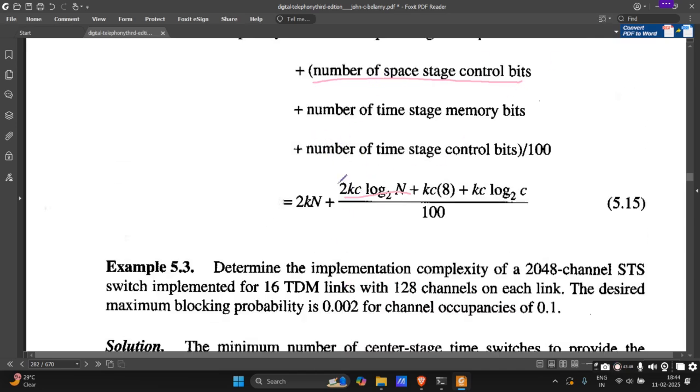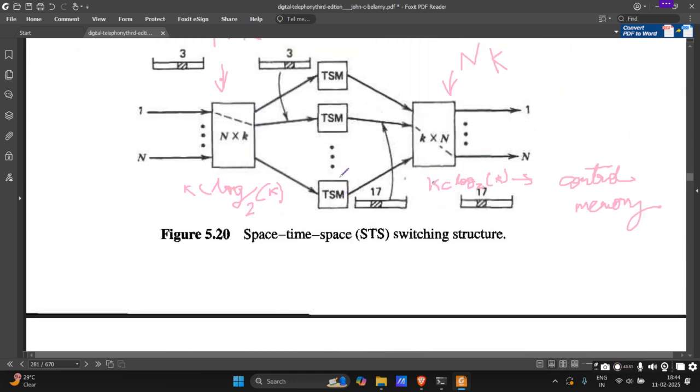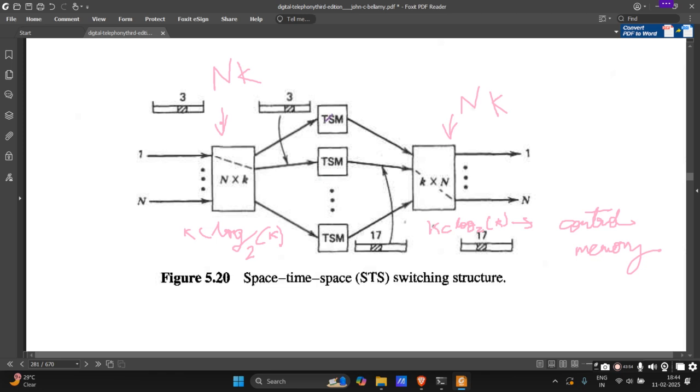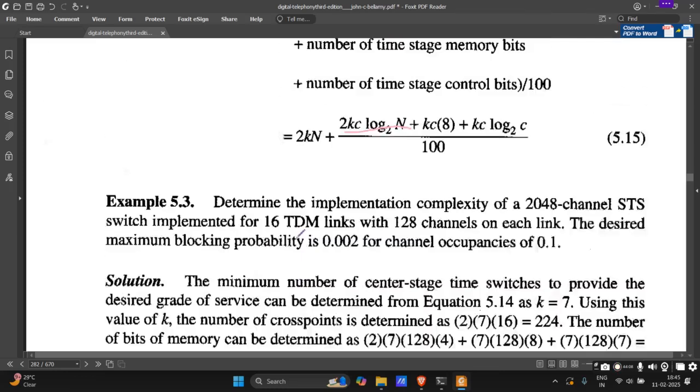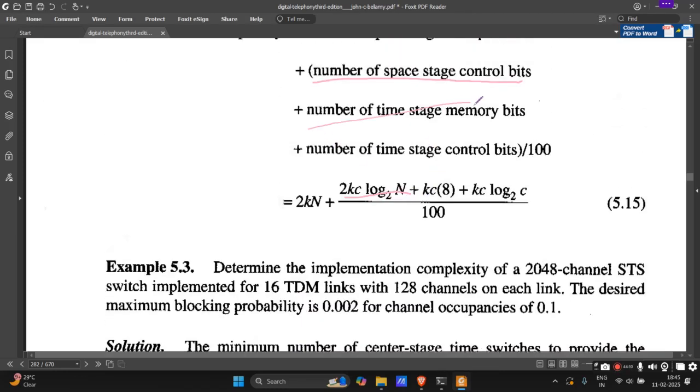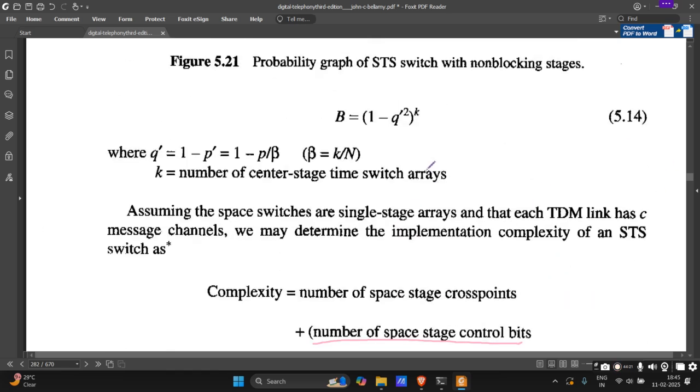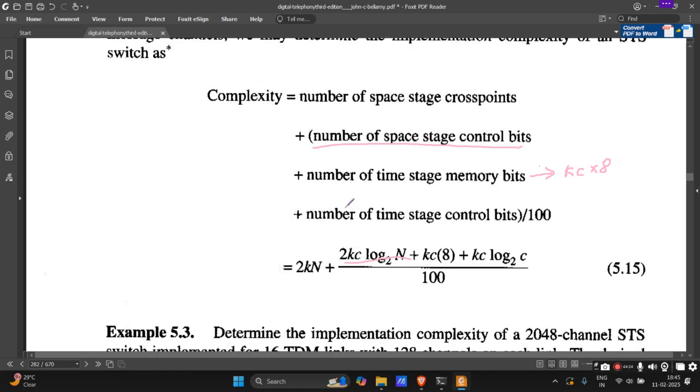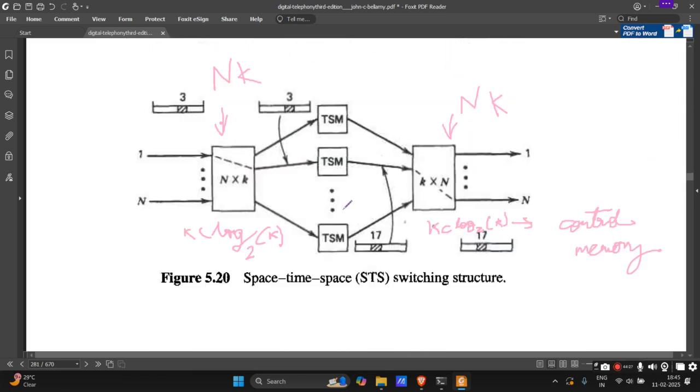Now, number of time stage memory bits. How many time stage switches do you have? You have k switches. Each of them has C channels. So kC. And each of them will transmit 8 bits at a time. So kC into 8 bits. So the memory you need is kC into 8. Time stage memory is straightforward, kC into 8 bits. Now number of time stage control bits. So again, for control bits you have to see how many switches are there.